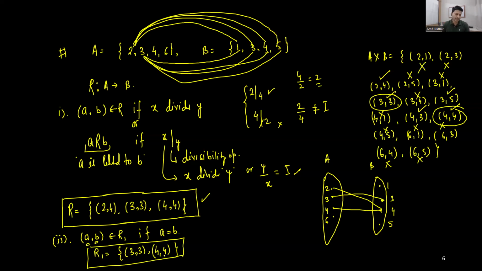Only these two pairs are there. Okay, we can define some more relations, this time taking one more third part. I'm saying R is a relation from A to B, and (A, B) belongs to R2 if I can take it as LCM. LCM of A comma B, let us take it as 6. So those ordered pairs whose LCM is 6 will be there in R2.